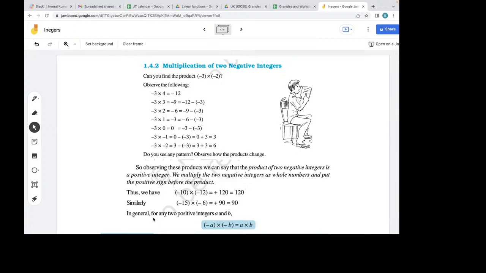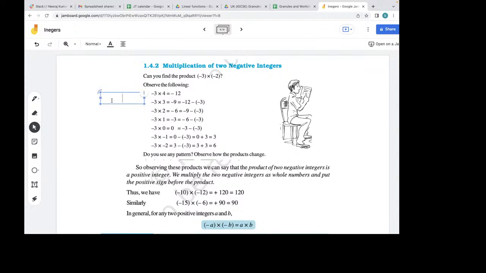Okay, in general, for any two positive integers a and b, minus a multiplied by minus b is equal to a multiplied by b. So it clearly shows if you multiply two different integers, that is one positive and one negative, you will get a negative integer, and if you multiply the same kind of integers, that is positive positive or negative negative, you will get a positive integer.